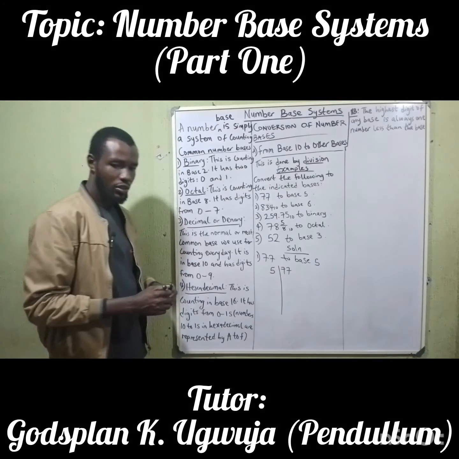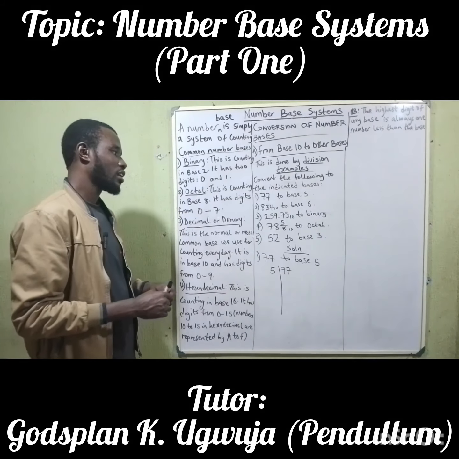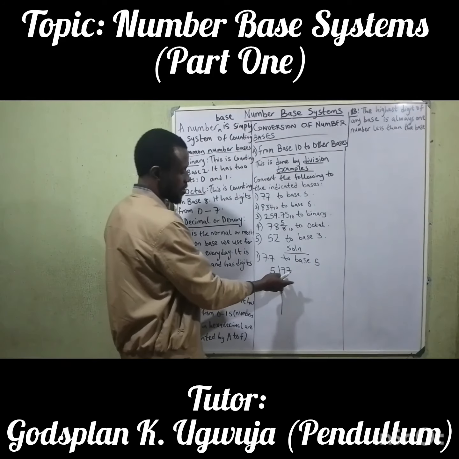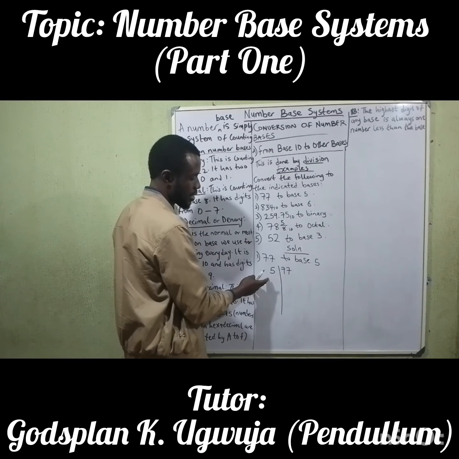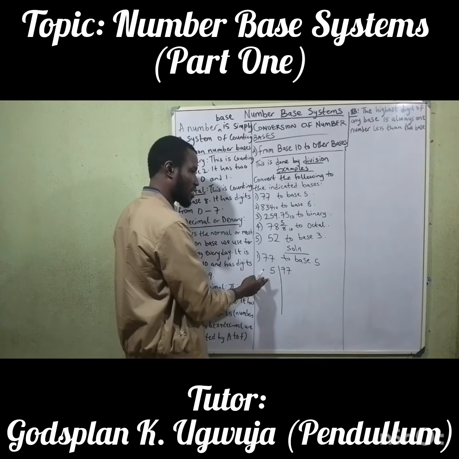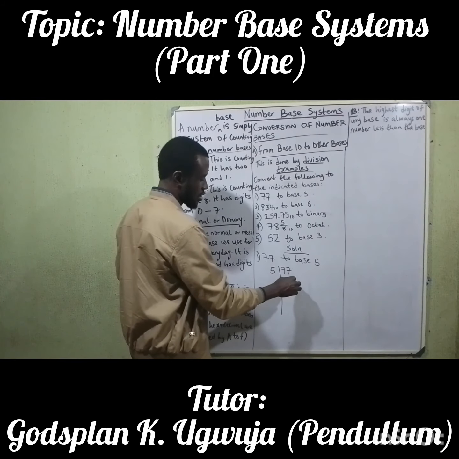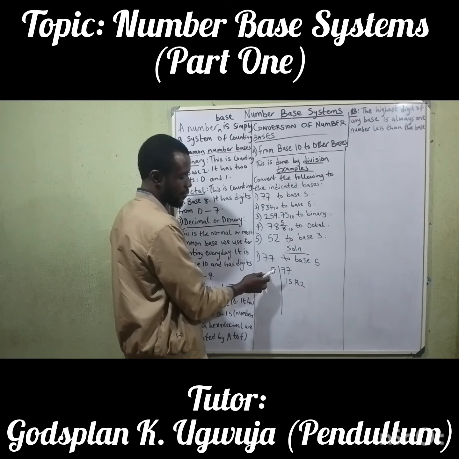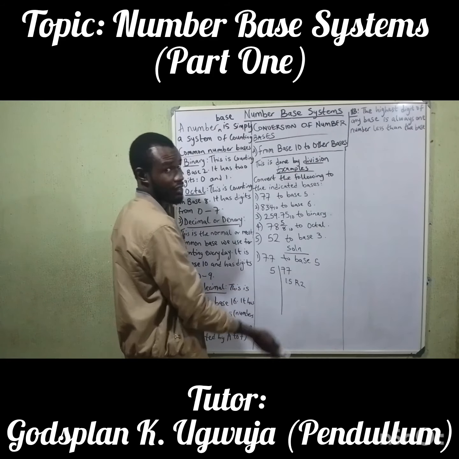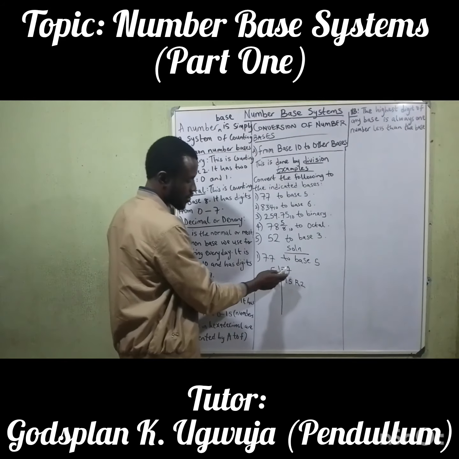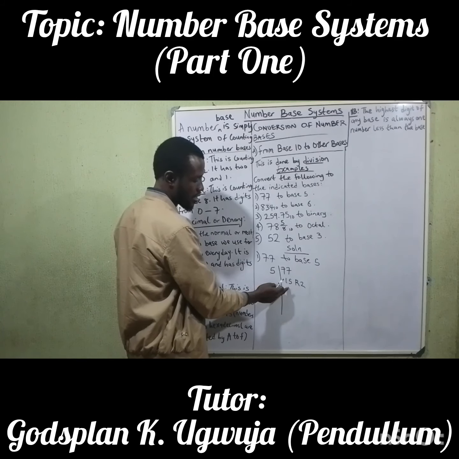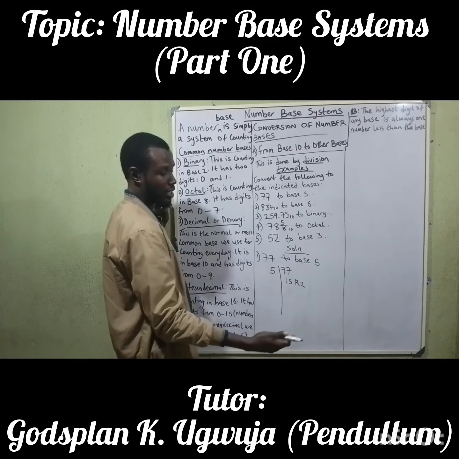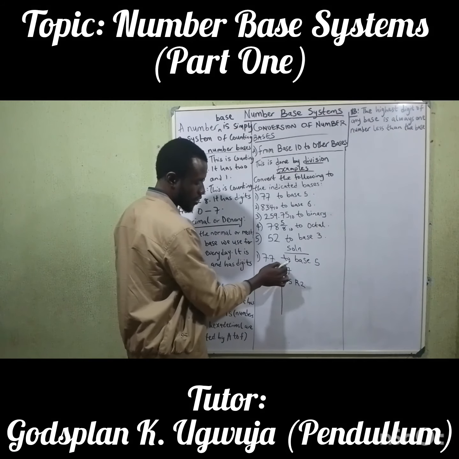If you are not so good with division here, you can use a calculator to help yourself. 77 divided by 5 is going to give you 15 remainder 2, because 15 times 5 is 75. So 77 divided by 5 is 15 remainder 2. You can confirm with your calculator. Then we are done with this step.